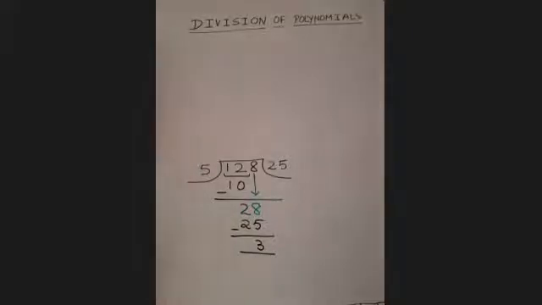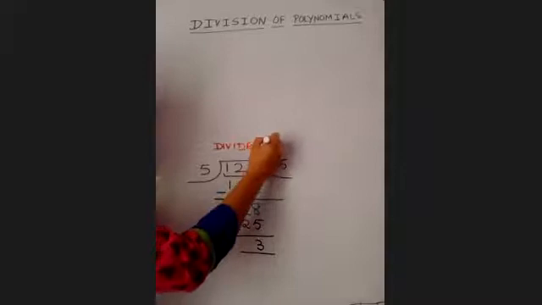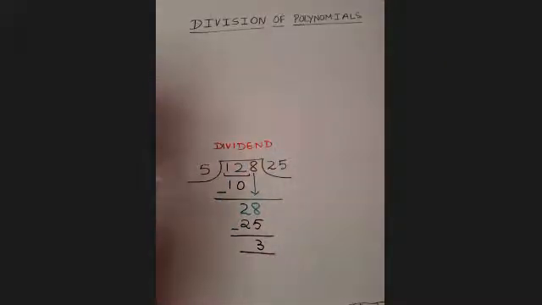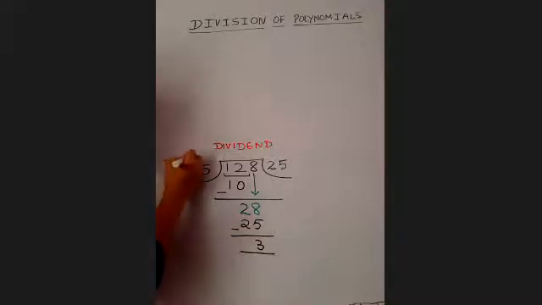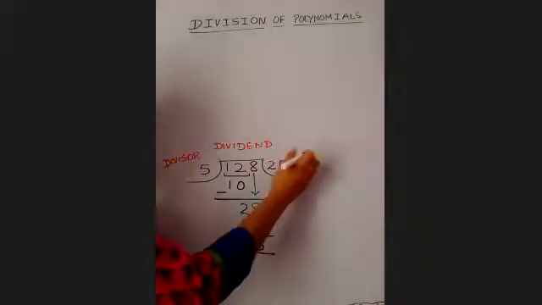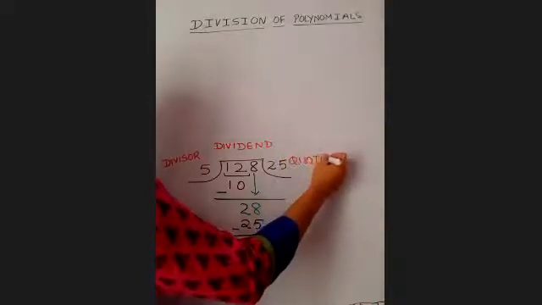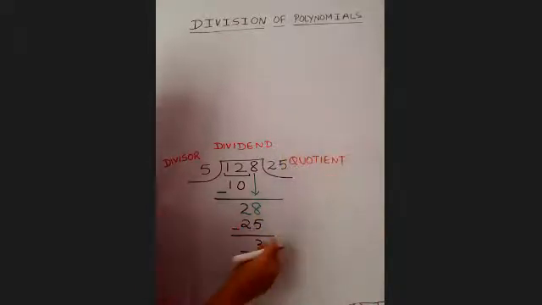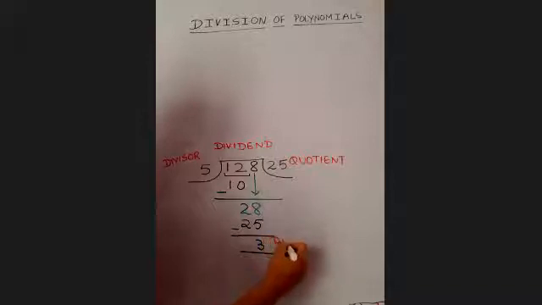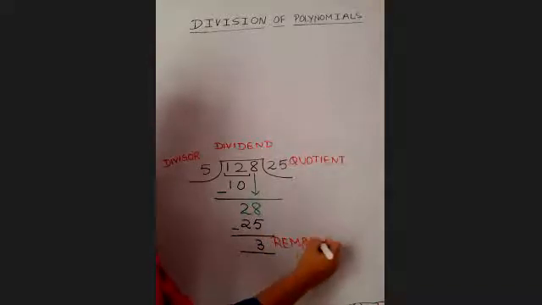Now, what is the name of this 128? What do we call 128? Do we call it dividend? Yes, ma'am. 5 is called the divisor. 25 is called the quotient, and the 3 is called the remainder.